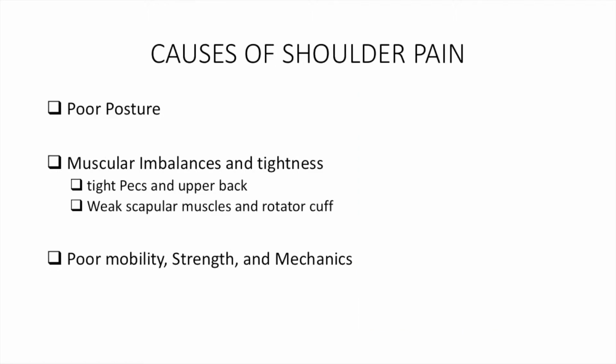So the real causes of shoulder pain that we see in the clinic are poor posture, muscular imbalances and tightness, and typically this is tight pecs and upper back. When your upper back doesn't move or is stiff, it doesn't allow proper motion of the shoulder, and that's really what causes that shoulder pain. Also, weakness in your scapular muscles. Your scapula is your shoulder blade, and the rotator cuff. If the muscles that control your shoulder blade and your shoulder are weak and inefficient, that's going to cause pain. And then underneath I have poor mobility, strength, and mechanics. So that's kind of the overall picture.